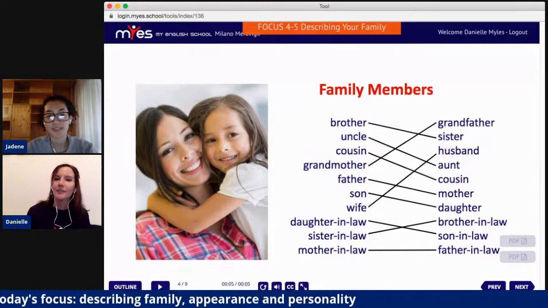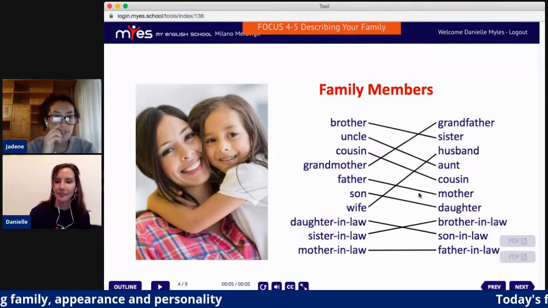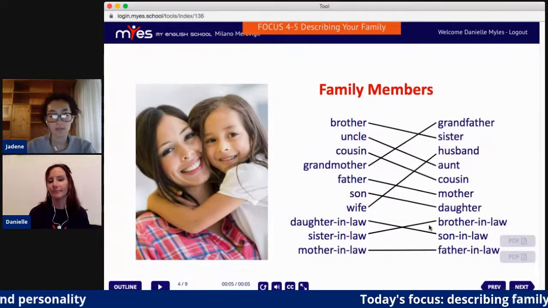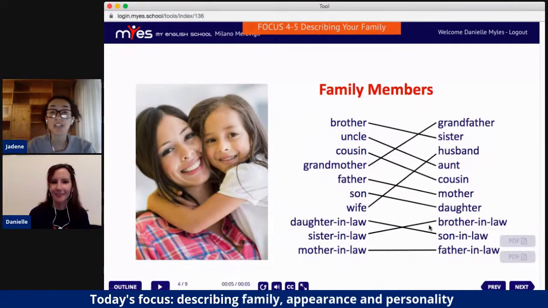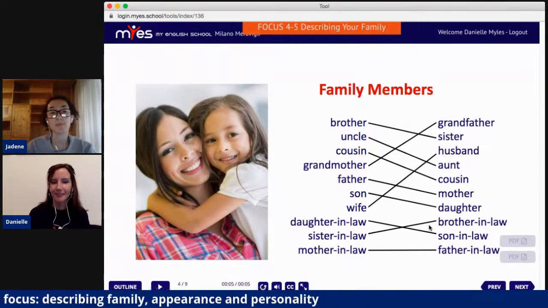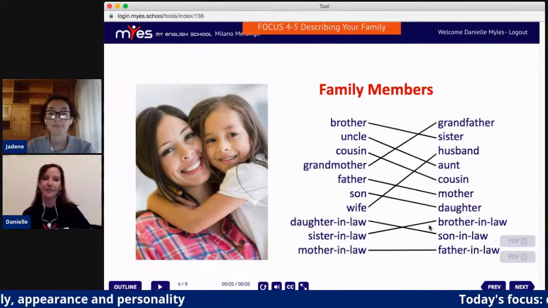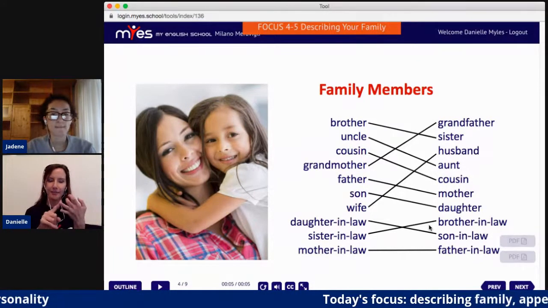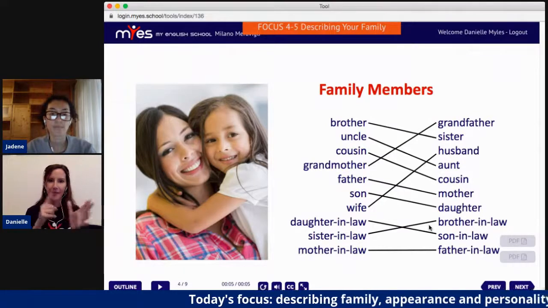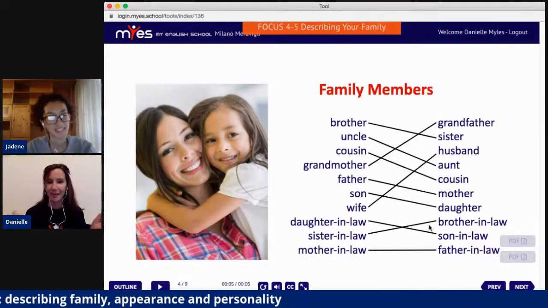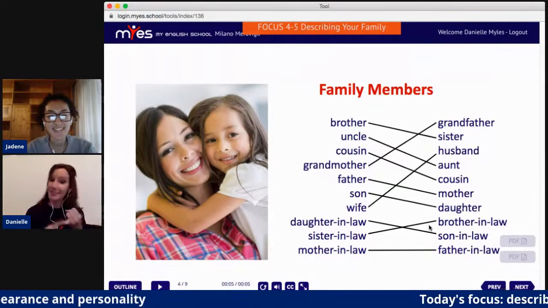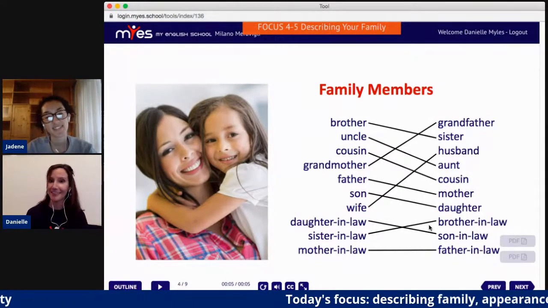Okay. All right. Shall we go on? It's very simple language. Sure. Before we do, Danielle, how many of these family members do you have in your family? Oh, also, everyone watching, you can tell us which family members you have. Okay. So what have I got? I've got a brother, an uncle, a cousin, a grandmother, a father, a son. I don't have a wife.